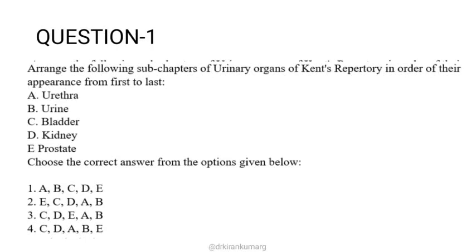So the first question here is: arrange the following subchapters of urinary organs of Kent's repertory in order of their appearance from first to last. They have asked about the arrangement of the urinary organ chapter of Kent's repertory. It's actually a very easy question if you have glanced at the Kent repertory many times. There are 5 options, containing urethra, urine, bladder, kidney and prostate. This is a very easy question if you know the arrangement of the urinary organs chapter of Kent.